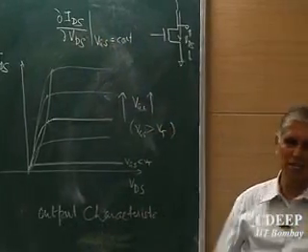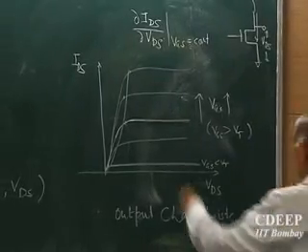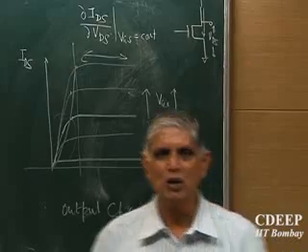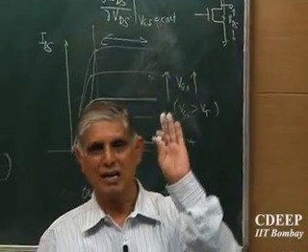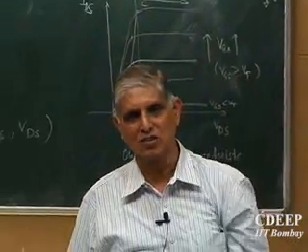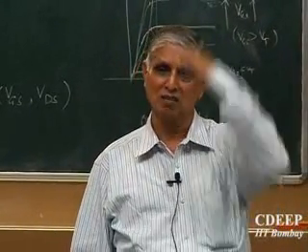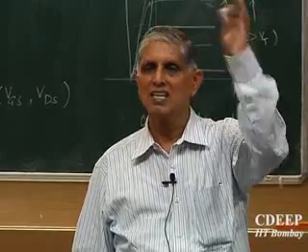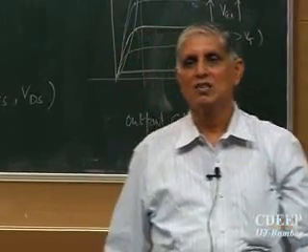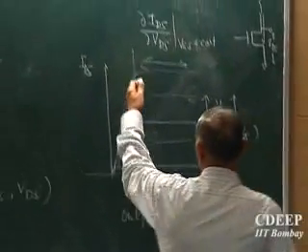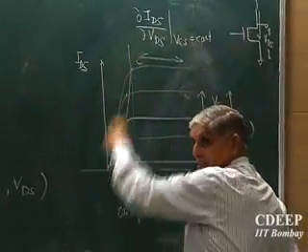Delta IDS by delta VDS in this region. So the resistance is infinite. Delta VDS by delta IDS is the output resistance. So the output resistance becomes as if infinite. Flat characteristics. Conductance is 0, is that right? This is something interesting. Whereas if I look at this value, this is finite.